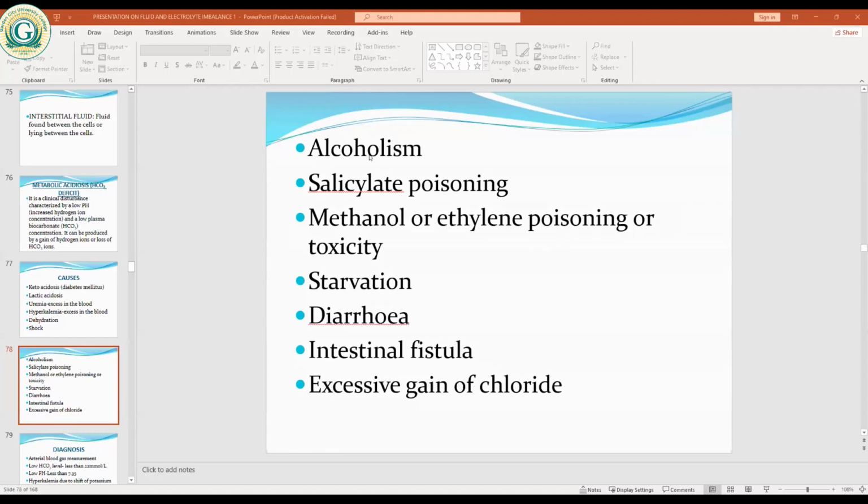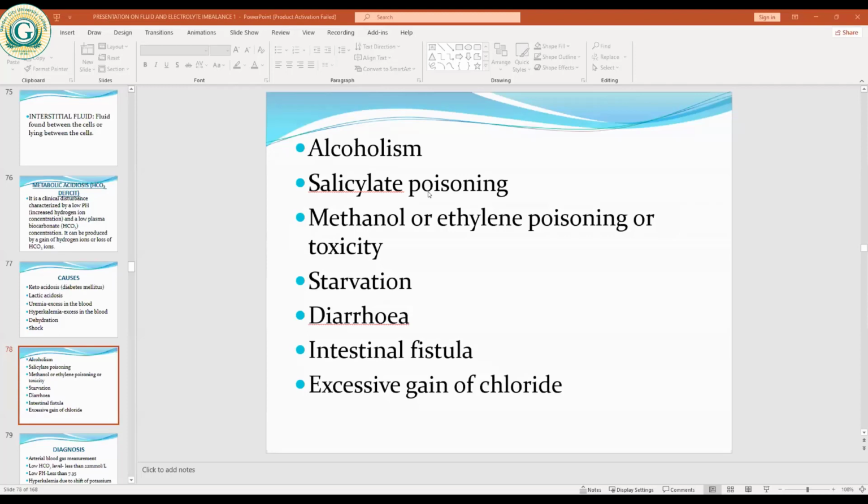Alcoholism is one of the causes of metabolic acidosis. In alcoholism, the alcohol itself is acidic, and so once you take in a lot of alcohol, you poison the body and it becomes acidotic.